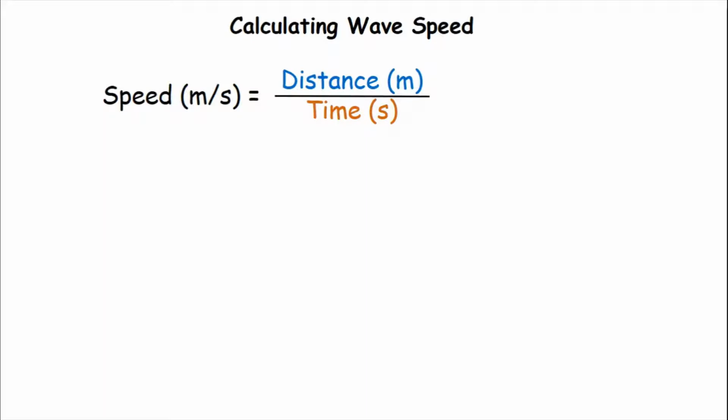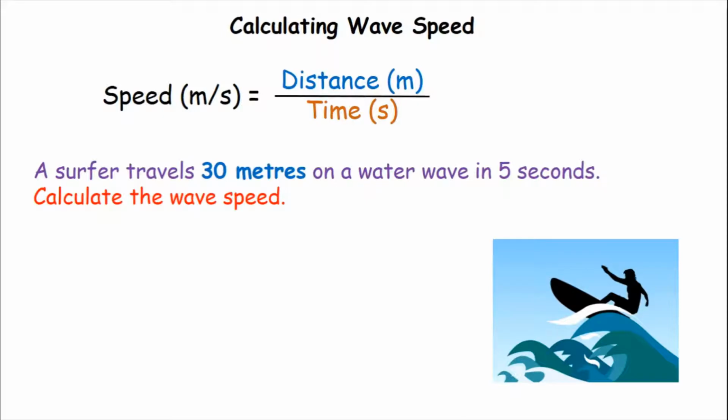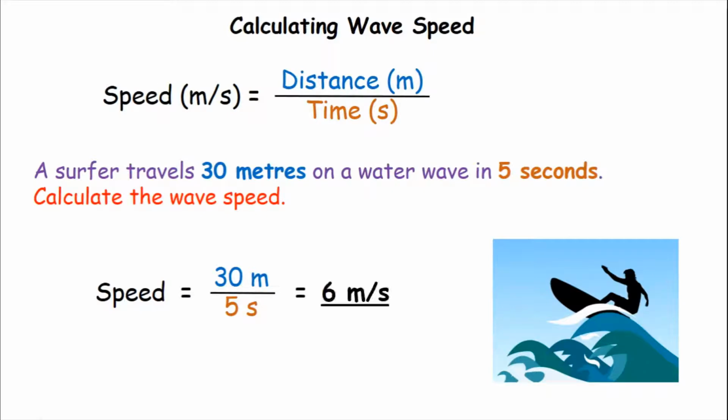So let us look at an example for this. A surfer travels 30 meters on a water wave in 5 seconds. Calculate the wave speed. So here in this question we are given the distance as 30 meters and the time as 5 seconds. Now all we need to do is to plug those numbers into our equation. So we get speed equals 30 meters divided by 5 seconds. And this gives us a speed of 6 meters per second for this water wave.